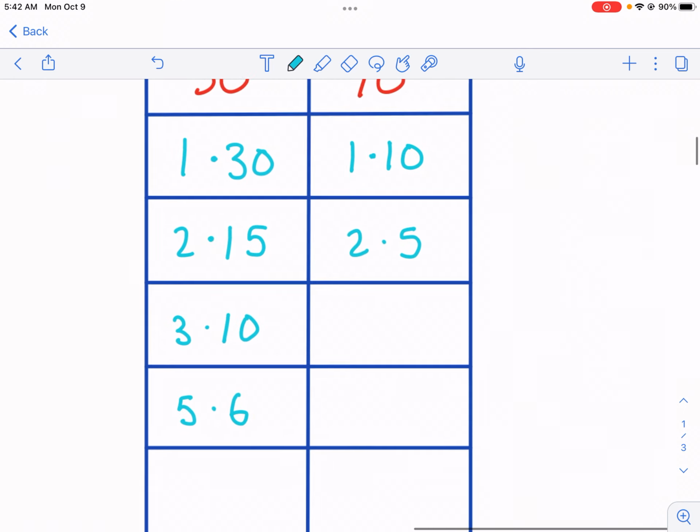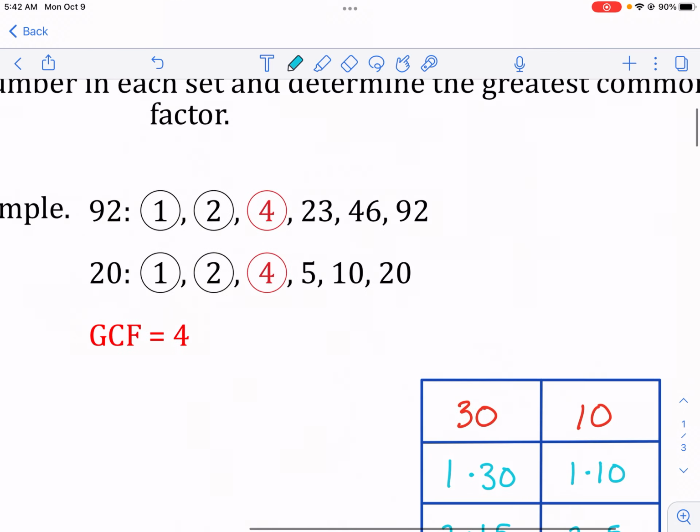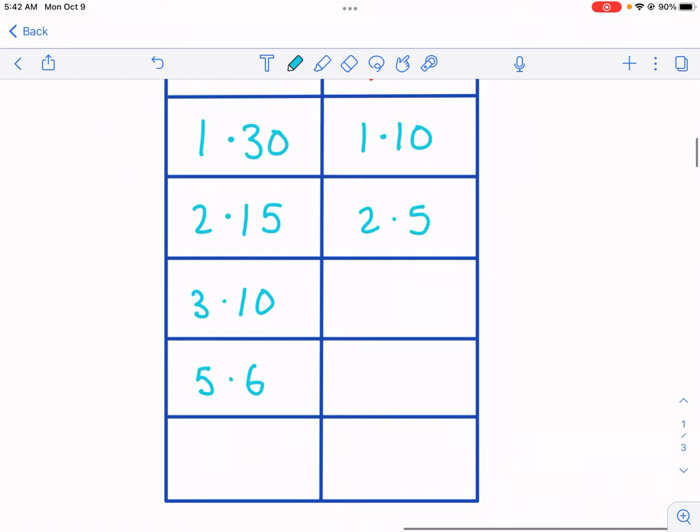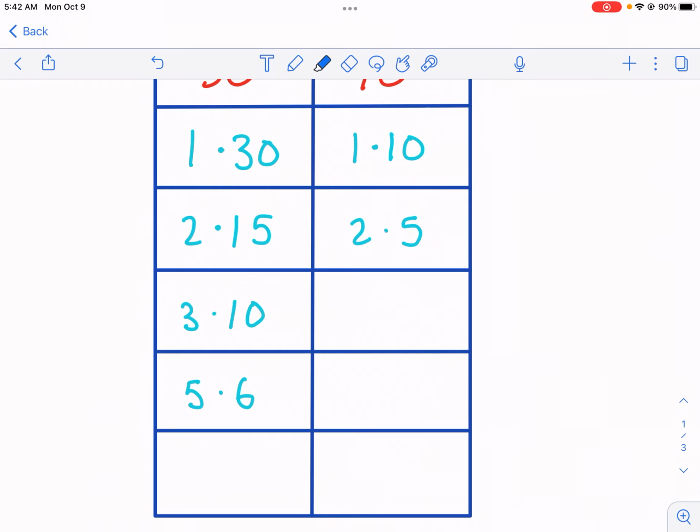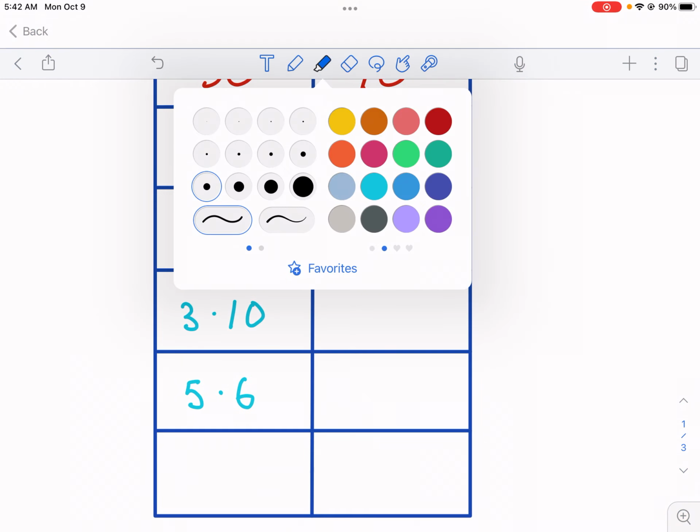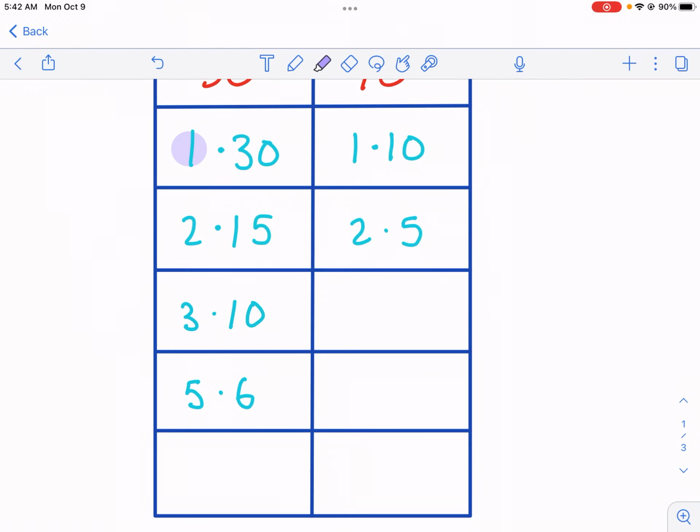Now from here, I could do the exact same thing that's done here in this list format, and that is look for all the common factors. I'm actually going to do that with my highlighter here, and let's make it a little bit bigger. So I know 1 is a common factor. 1 is always going to be a common factor, so most of the time it's not 1. I have 2 as a common factor. I have 5 as a common factor, and I have 10 as a common factor.